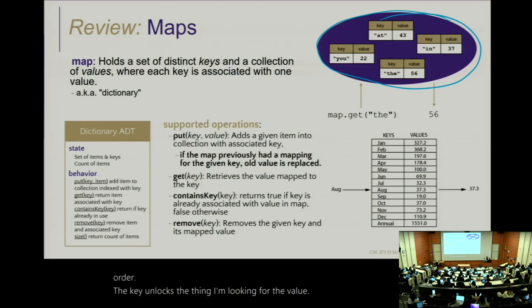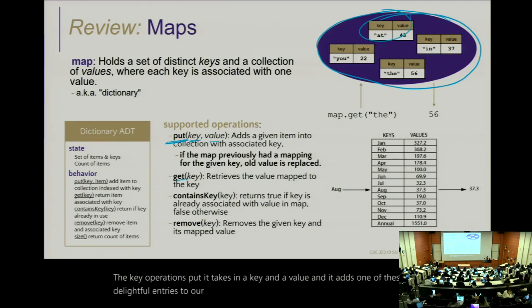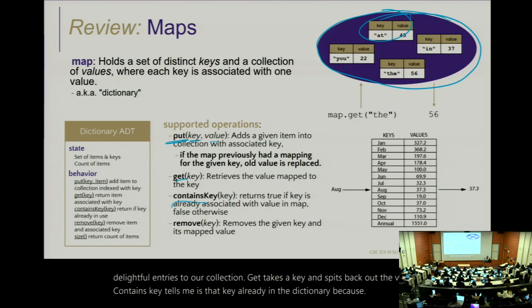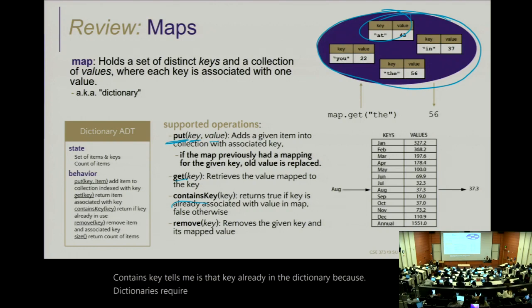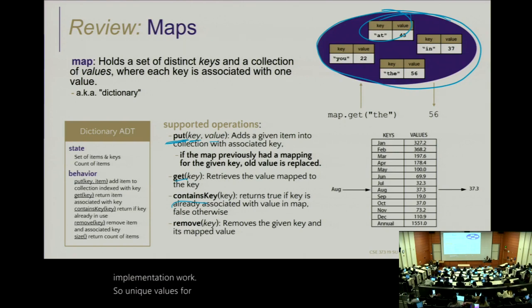The key operations: put takes in a key and a value, and it adds one of these delightful entries to our collection. Get takes a key and spits back out the value. ContainsKey tells me, is that key already in the dictionary? Because dictionaries require unique keys. You cannot have duplicate keys in a dictionary. And as we get deeper into it, you'll be like, oh yeah, because that would just totally destroy everything. And so it's a functional design of the ADT to make the implementation work. So unique values for keys. And then you can remove a key.